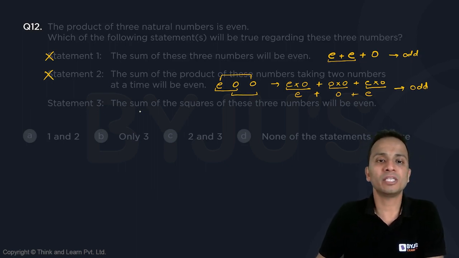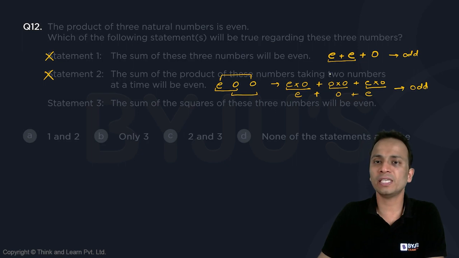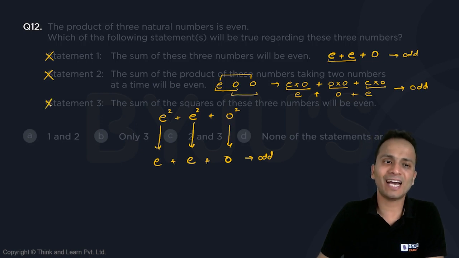Talking about the third statement, the sum of the squares of these three numbers will be even. So you can take the first scenario once again. The first number is even, second number is even, the third number is odd. Taking their squares and adding them. So what is the square of an even number? It is always even. Again, even square is even and odd square is odd. So even plus odd will be an odd number. So I can again say that statement number 3 will not always be true.